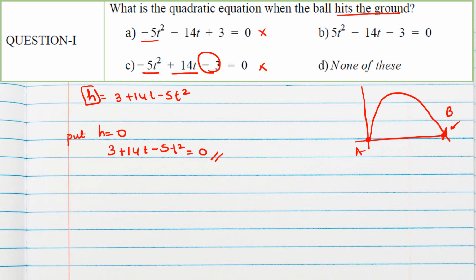Then for option B, we have to rearrange the terms. So throughout we can multiply with the minus sign. So 5t square minus 14t minus 3 equal to 0 will come. Now we will check option B. So yes, this is correct. So 5t square minus 14t minus 3 equal to 0 is our quadratic equation.